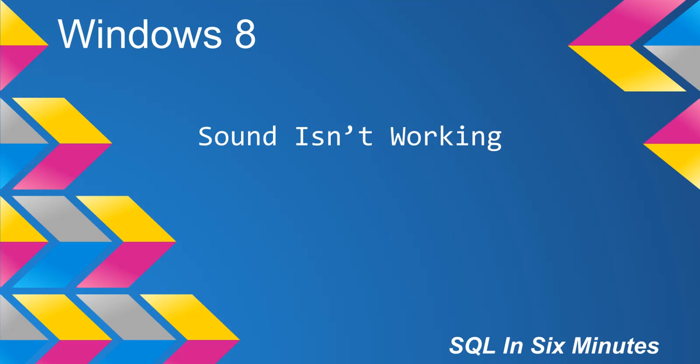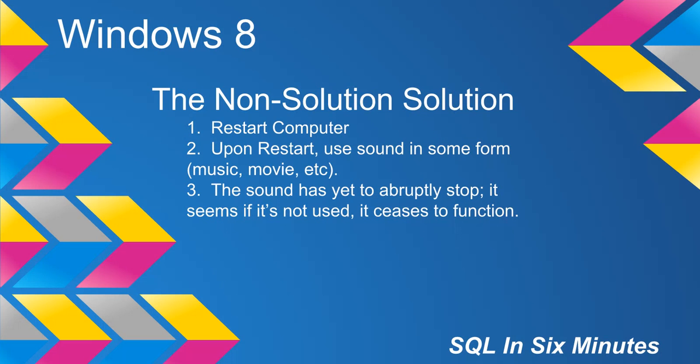The other solution, which is something that for a while I was using, and this worked, it's just not the most convenient thing to do, is to restart the computer. Upon restart, use the sound in some form. So even if that's playing a background song at volume, let's say 2. Let's say classical music as a case in point. There's YouTubeRepeat.com, and you can just keep the classical song going and going and going. And basically, the sound has never abruptly stopped on me in Windows 8.